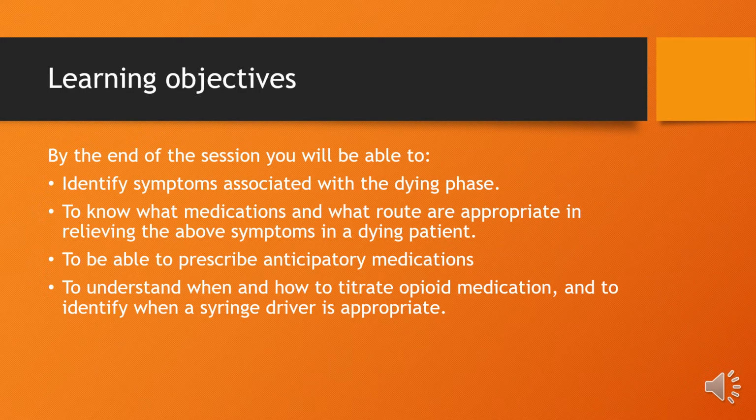What we're going to cover is the symptoms that are associated with the dying phase. This will be pretty quick. To know what medications and what route is appropriate to relieve the symptoms that we'll discuss, to be able to prescribe these medications, and to understand how to titrate opioid medications, as I know from experience that came up in my MCQs. And just to finish, we'll identify when the need for a syringe driver is appropriate.